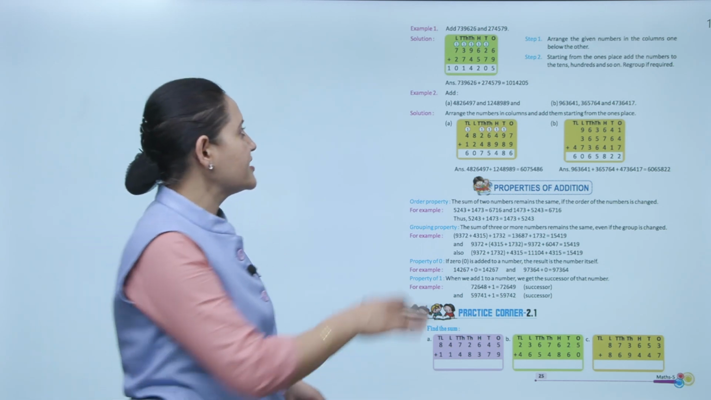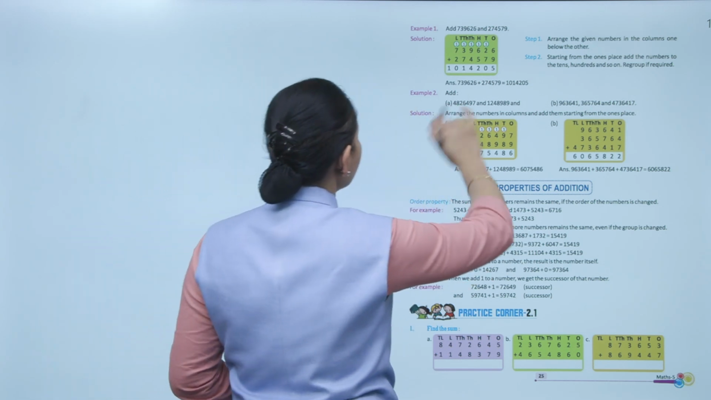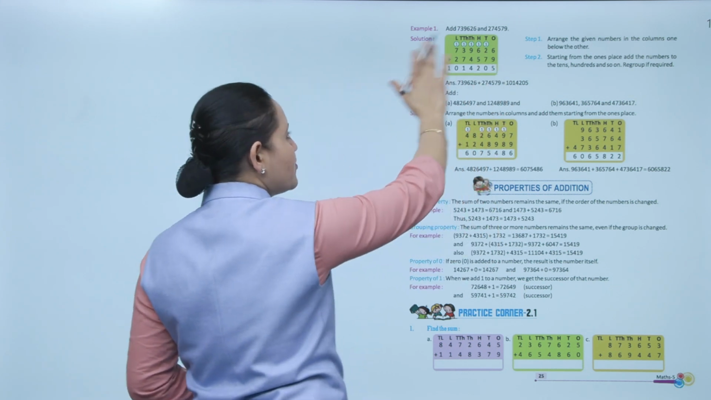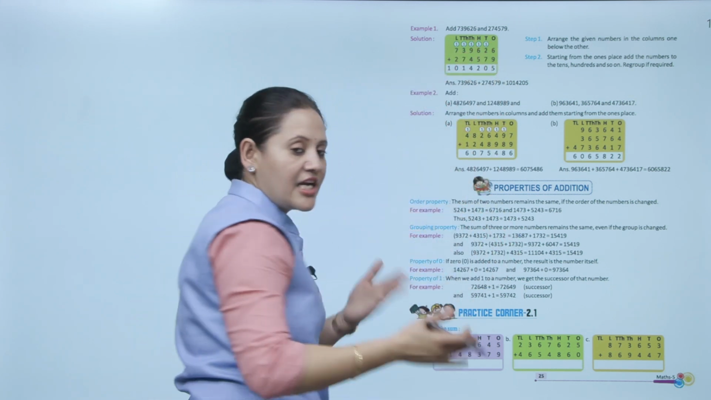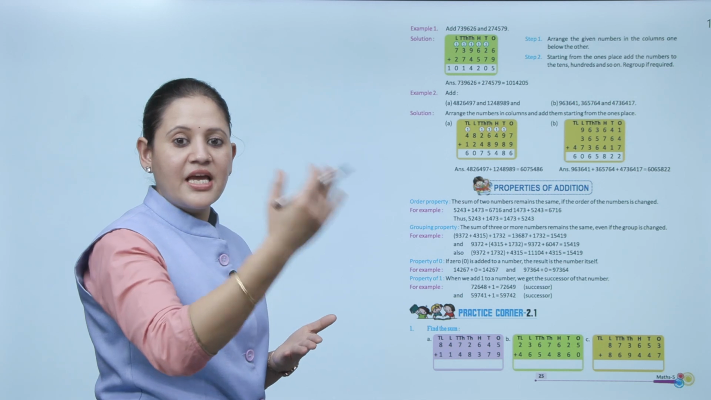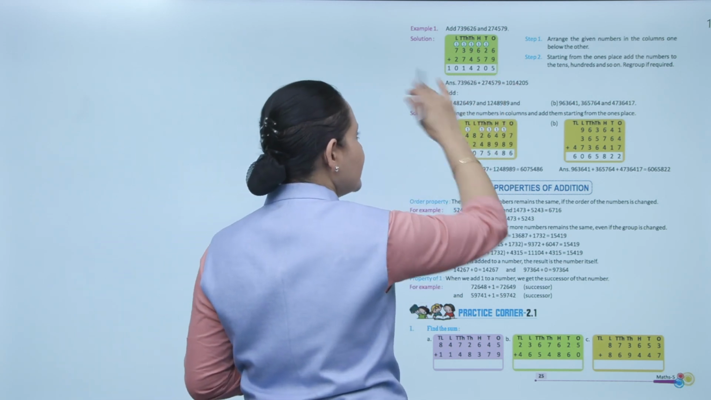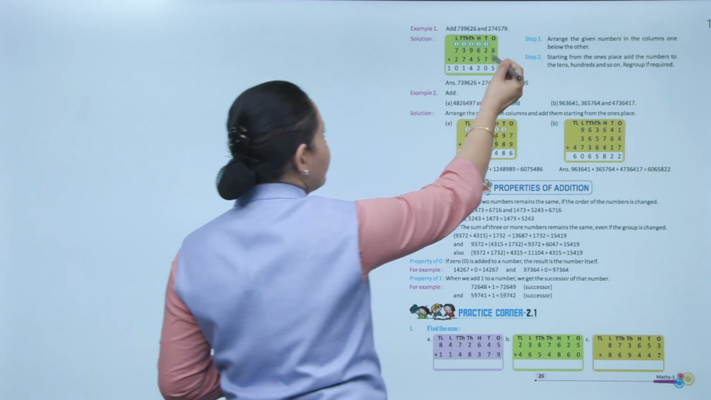So now we'll take an example. Here we are adding a 6 digit number. So start from the ones. First we'll arrange the numbers like this. Write ones under ones column and tens under tens column, and like this. So start from the ones.